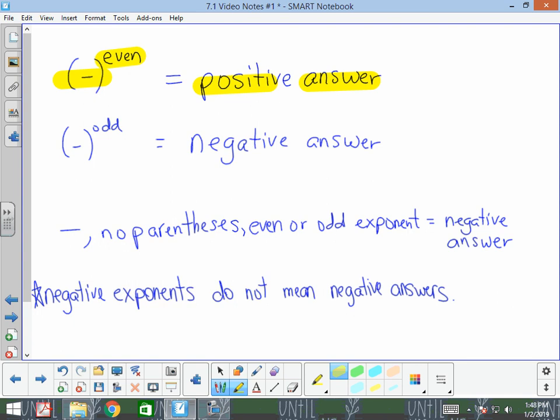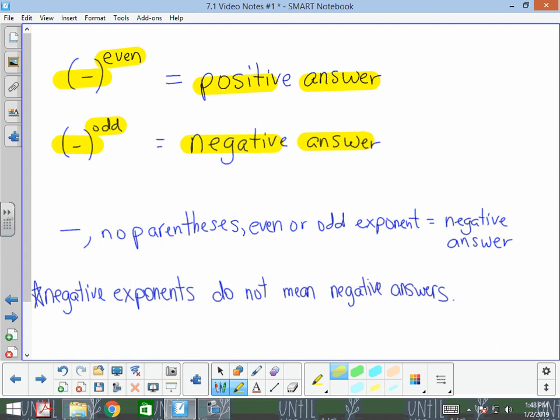And when you do this on your calculator, just make sure you use the parentheses around your negative number and put the even exponent on the outside of the parentheses. Next rule, a negative number inside the parentheses with an odd exponent will equal a negative answer.